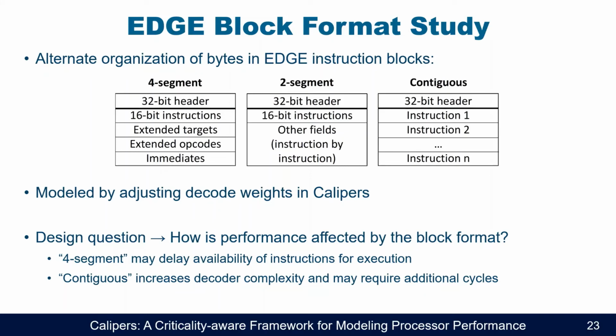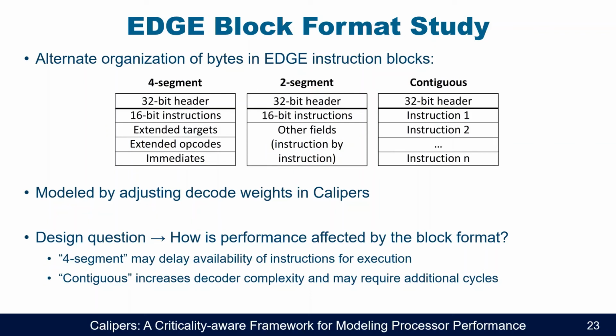Let's take a look at another design study, this time for the EDGE architecture. The block structure of the EDGE ISA presents an opportunity to organize instructions within a block to simplify the decode logic. Each EDGE instruction is made up from a 16-bit base and additional optional bytes. The 4-segment and 2-segment formats, as we see on the slide, simplify instruction decode by packing the base of instructions in one segment. The 4-segment format leverages even more segmentation, as shown on the left. In the contiguous block format, instructions are organized linearly, as we see on the right.